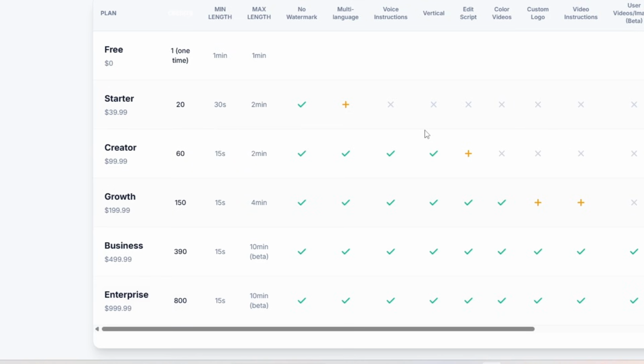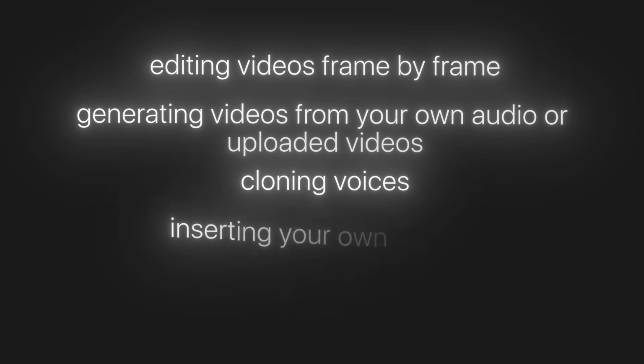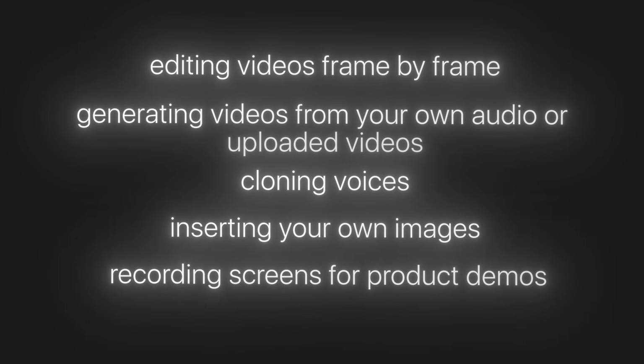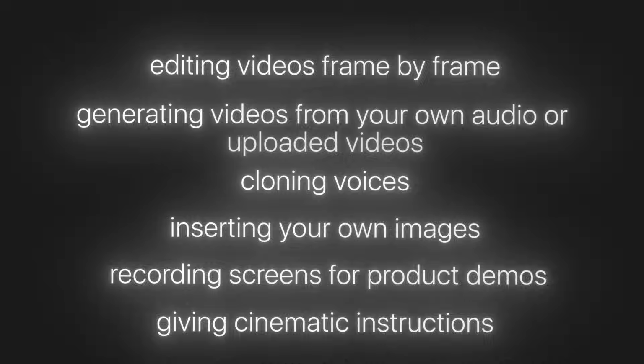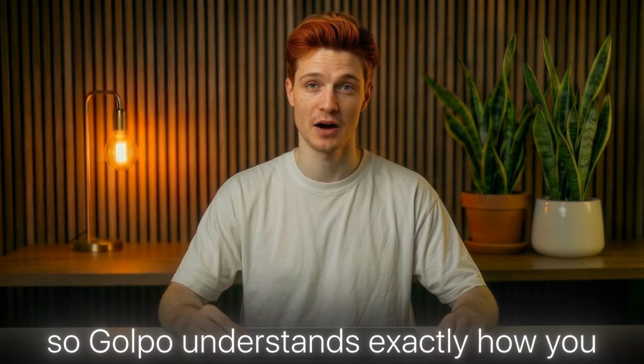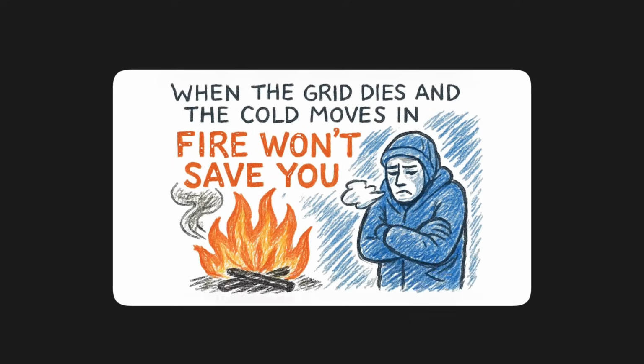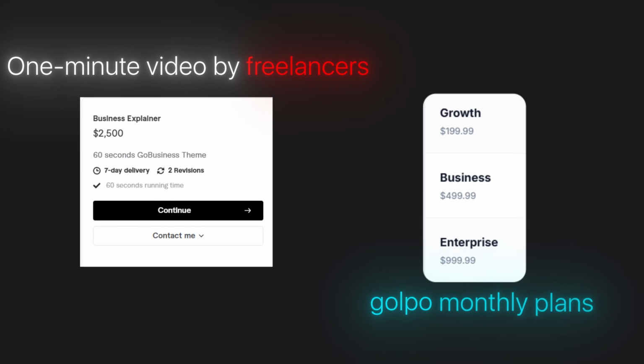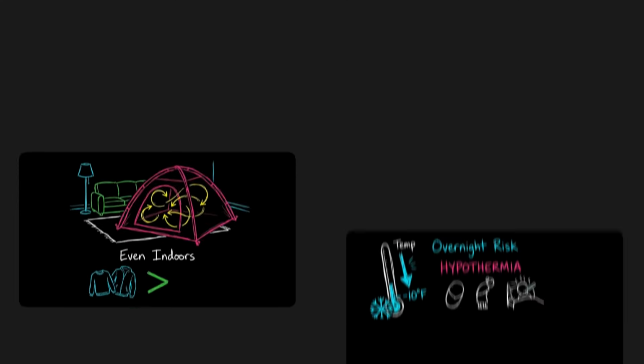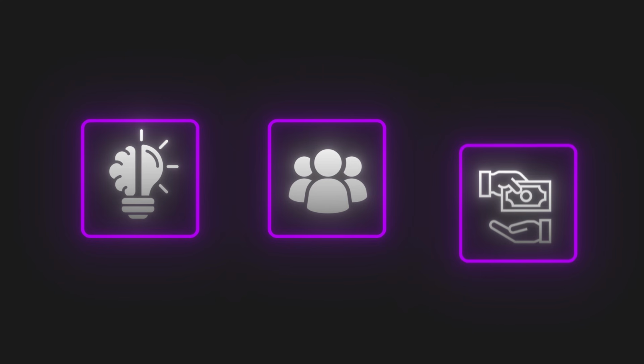For $499 per month, you get 390 minutes of video, plus advanced features like editing videos frame by frame just by typing prompts, generating videos from your own audio or uploaded videos, cloning voices, inserting your own images, recording screens for product demos, and giving cinematic instructions so Golpo understands exactly how you want your video to look. Think about it. One single professionally made whiteboard animation video can easily cost you more than an entire month of Golpo's business plan. Here, you can create dozens of videos in minutes without any technical skills, without a team, and without paying anyone per video.